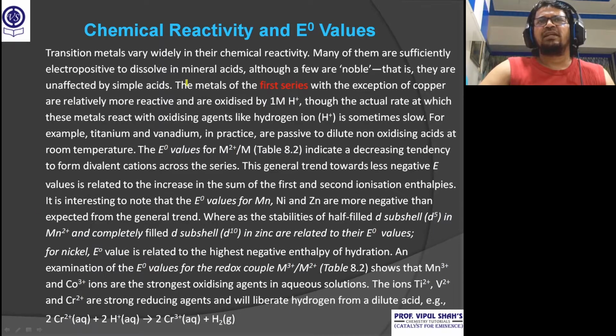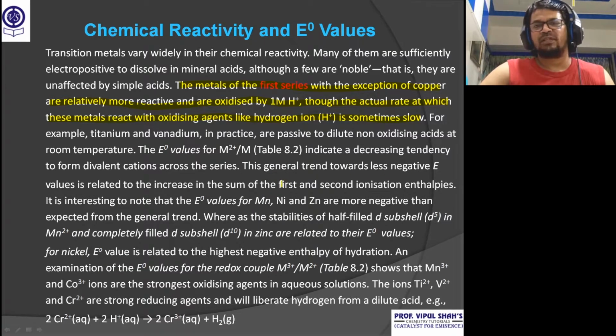So this is all about the first part, where it basically says, look at that, the metals of the first series, with the exception of copper, are relatively more reactive and oxidized by 1 molar H+. However, the actual rate by which these metals react with oxidizing agents like H+ ions is sometimes slow. For example, titanium and vanadium are passive, then there is a decreasing tendency to form divalent cations.